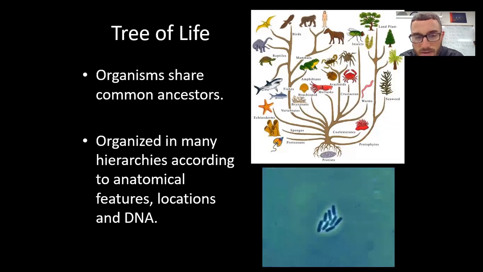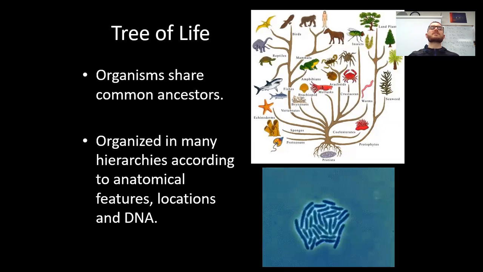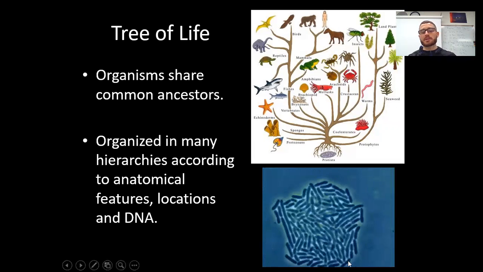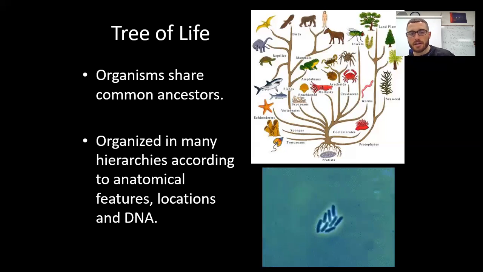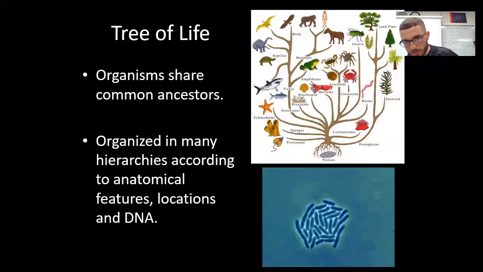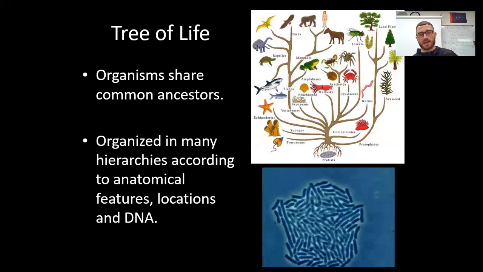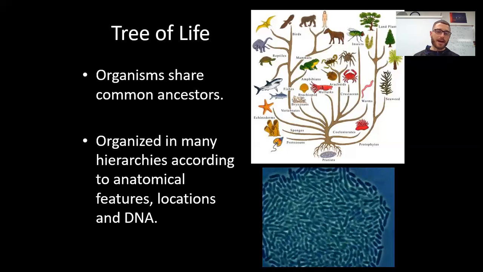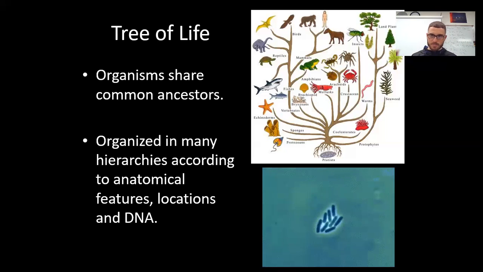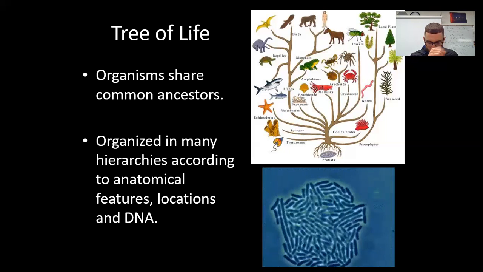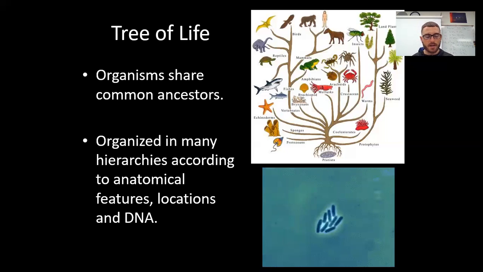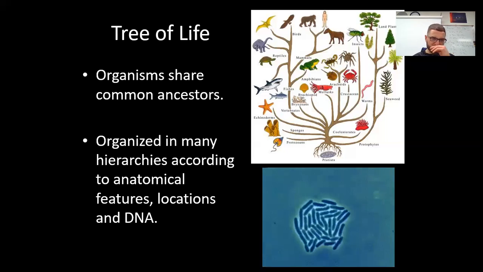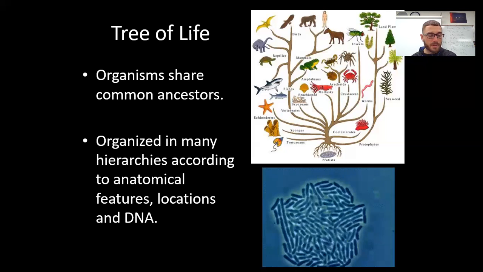So tree of life, guys, just write this down on page 9. The idea that organisms share a common ancestor. And as we can see in this animation at the bottom, those are bacteria. They say protists and unicellular bacteria were some of the first organisms on Earth. And over billions of years, they've evolved into all the animals on Earth, right? And we've got all these separate hierarchies, the different kingdoms, domains, all of that, differentiated by the anatomical features, locations, and DNA. Okay, so write that down. Pause the video.